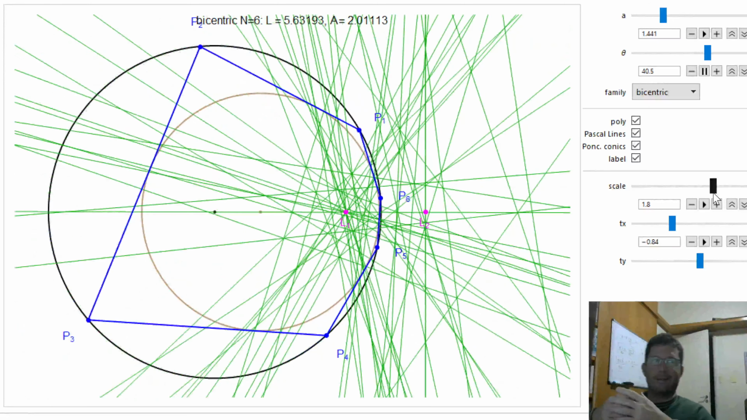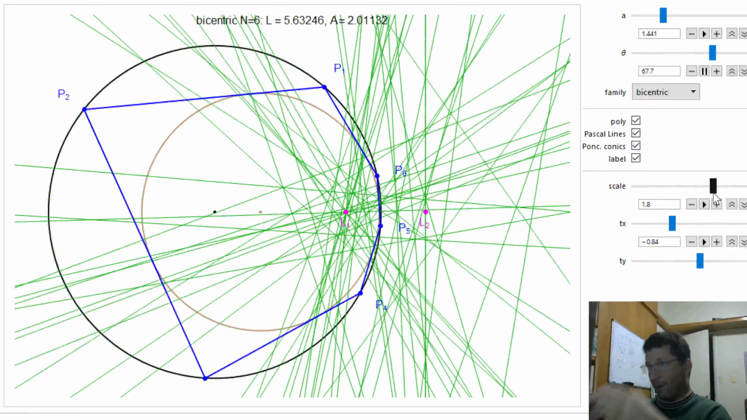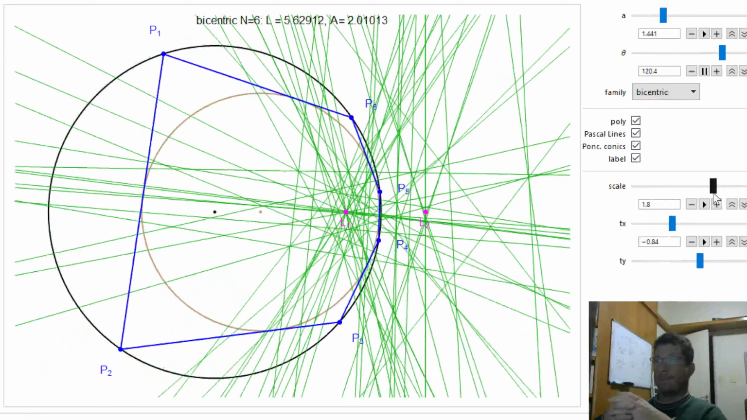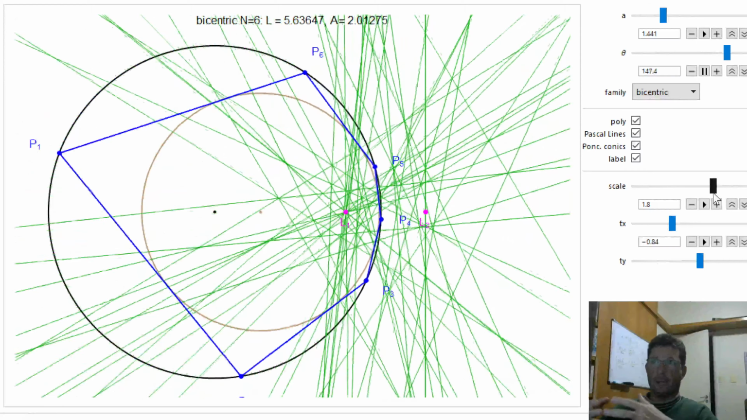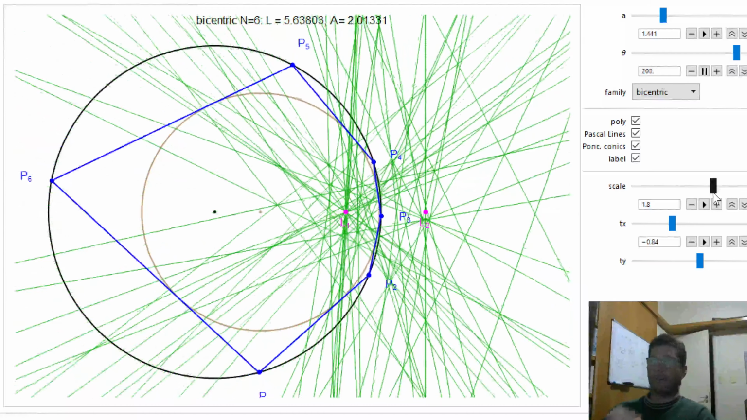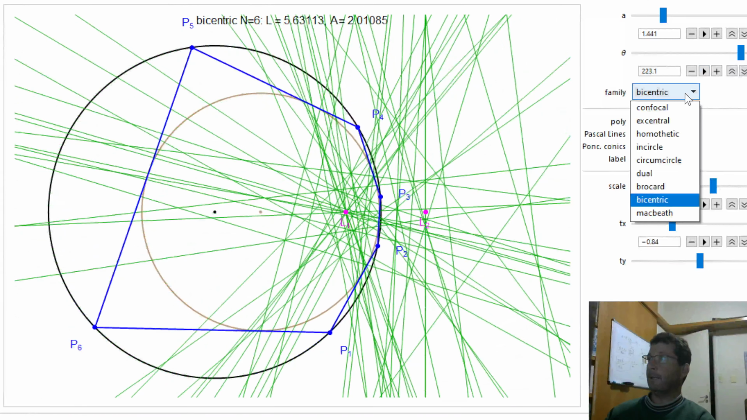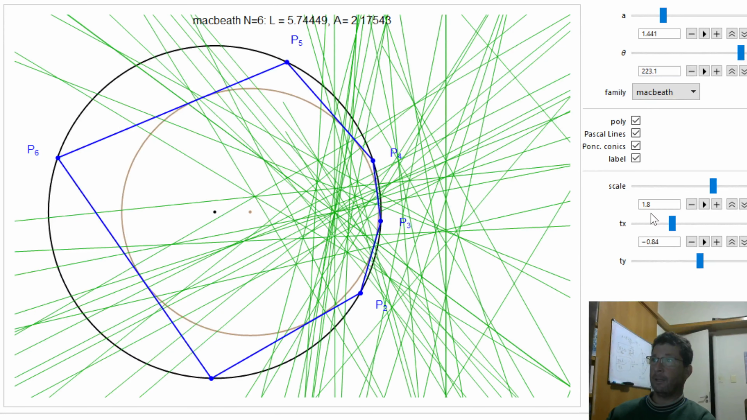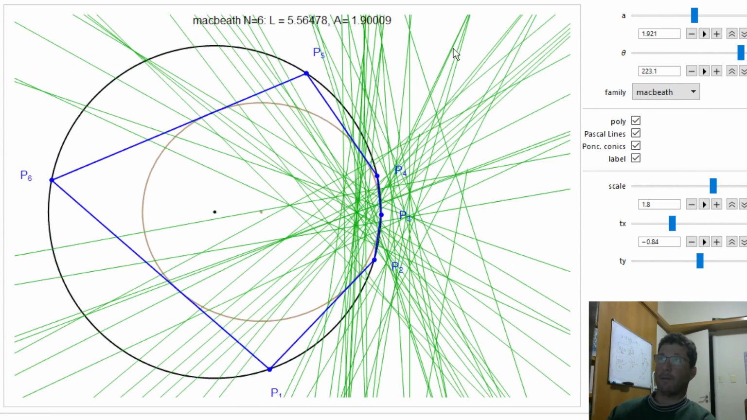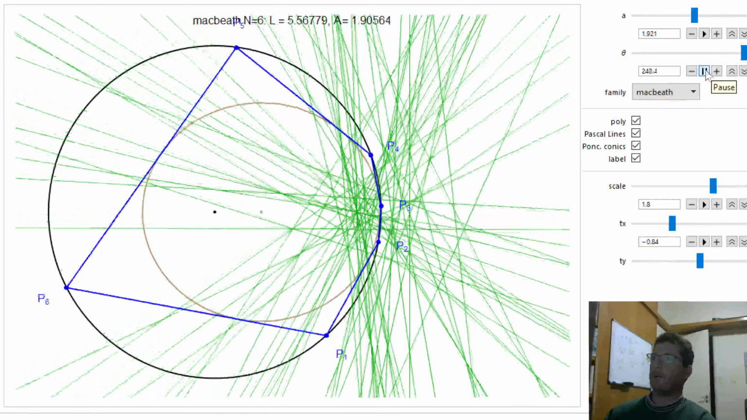So the idea here is that much is known about Pascal lines in general for any hexagon. And the question that we might be raising here is, is there any specific structure that arises when these hexagons are now constrained to be certain families of Poncelet polygons? Let's look at the last family, the so-called MacBeath family. And this is a family interscribed between a circle and an ellipse whereby one of its foci is a circumcenter.